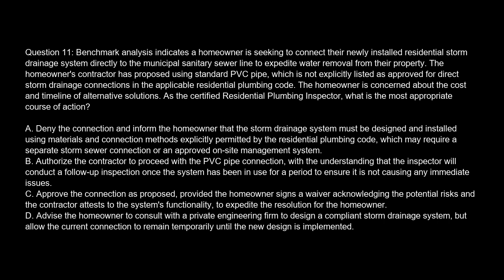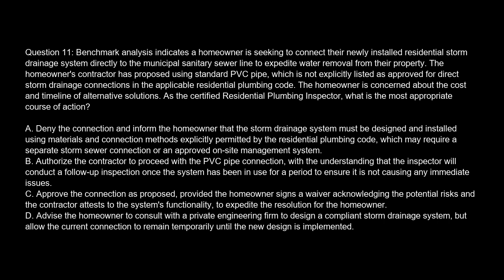Option A. Deny the connection and inform the homeowner that the storm drainage system must be designed and installed using materials and connection methods explicitly permitted by the residential plumbing code, which may require a separate storm sewer connection or an approved on-site management system. Option B. Authorize the contractor to proceed with the PVC pipe connection, with the understanding that the inspector will conduct a follow-up inspection once the system has been in use for a period to ensure it is not causing any immediate issues.